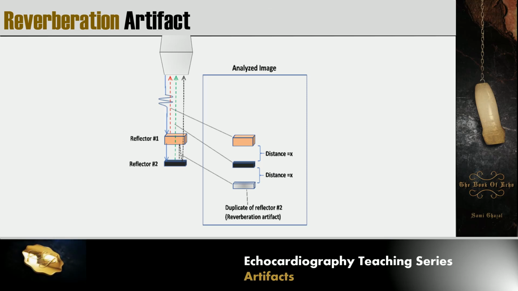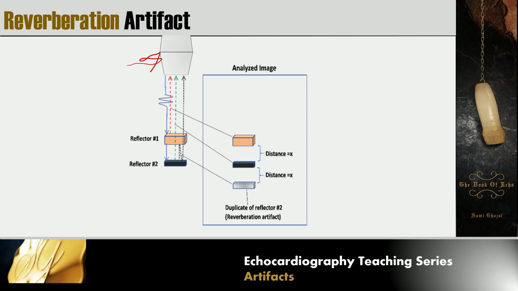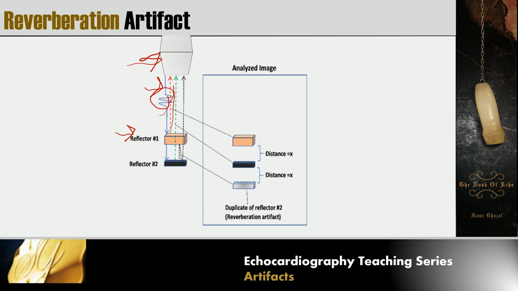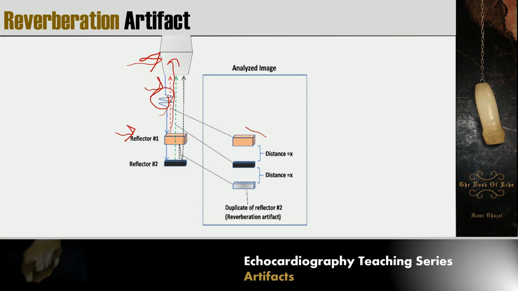We'll start with the reverberation artifact explanation. So this is the ultrasound probe. It will send a pulse of ultrasound here. It will hit reflector number 1, or object number 1. Then part of it will be reflected back to the probe here, and then we will have the image of reflector number 1 displayed here.